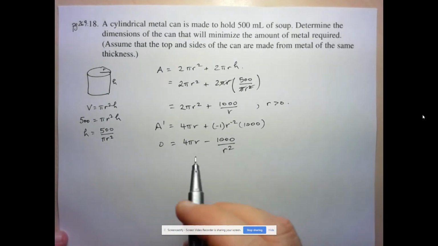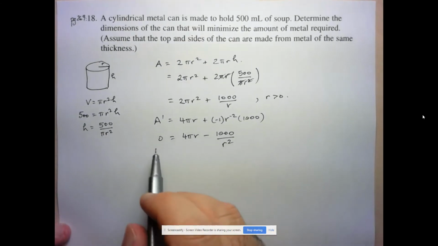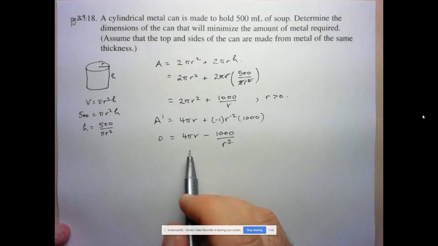And so we're left with this rational equation to solve, and usually the best way to solve a rational equation is to multiply both sides by the common denominator, which is going to be r squared.